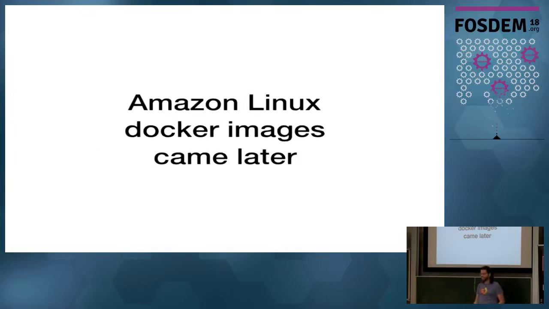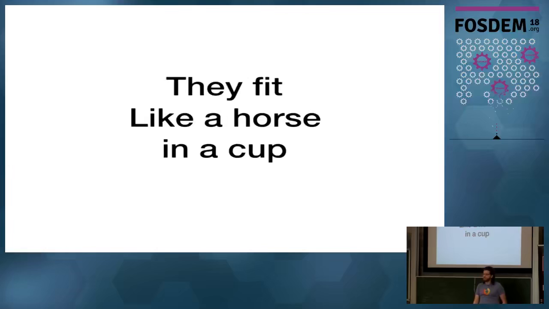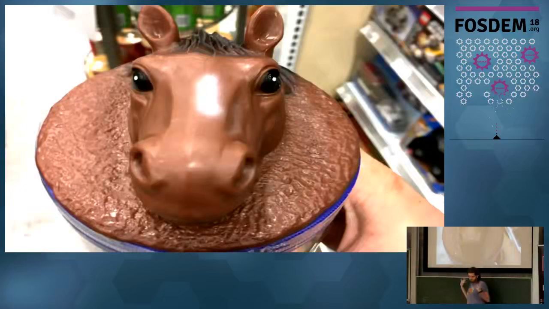And I think I did Amazon Linux Docker images later after someone else created them. There used to be no Docker images that matched Amazon Linux, but now there are. And so we shoved 270 modules into one Carton, and it fit a bit like a horse in a cup. That's not a metaphor. And that was the first battle.